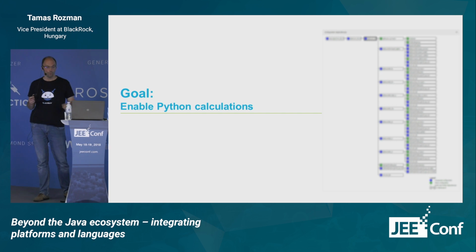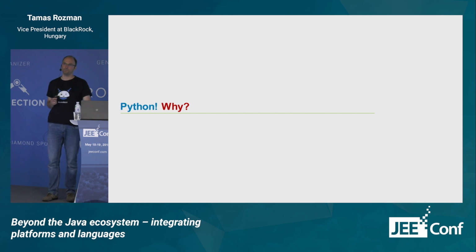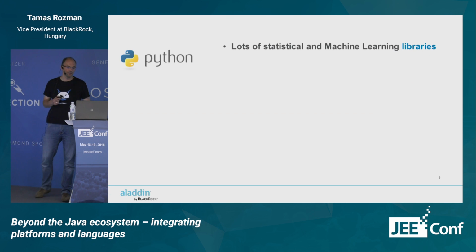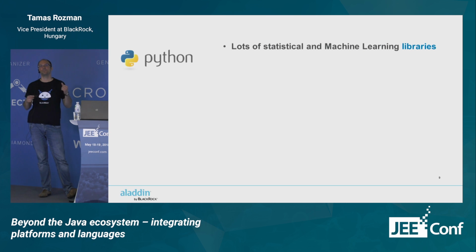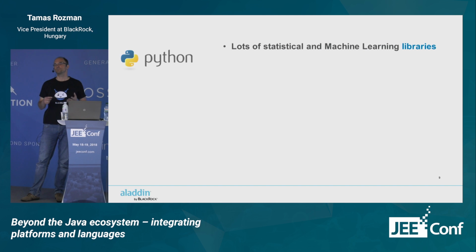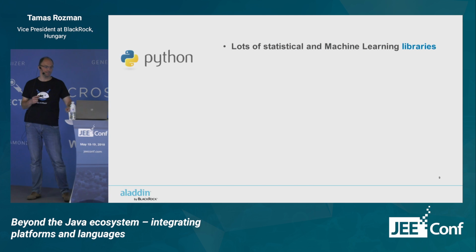The question is, why? Why do we need Python calculation when we have this shiny new Java framework? The answer is that Python is very good at doing statistical analysis and machine learning tasks, and it is getting better and better. To be honest, it has much better libraries to support this type of calculation than Java has.